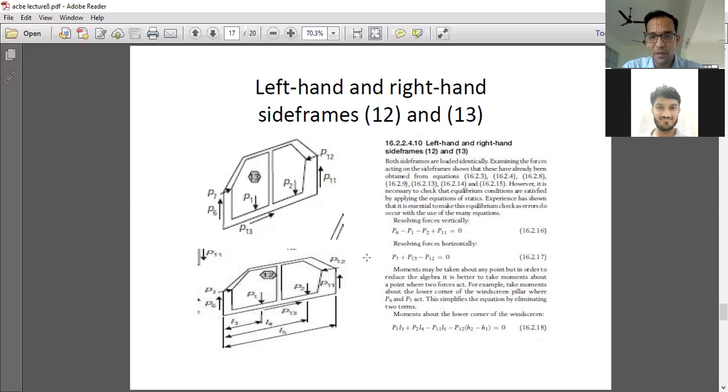Now, when we take moments at a particular region, moments about the lower corner of the windscreen, what should the moments be? You can refer to it like this, where we are taking moment of this component, we are taking moment over here. So when we take moment in this zone over here, what is going to be the condition? The condition is going to be like this. You can refer to it from here, P1 multiplied by L3.